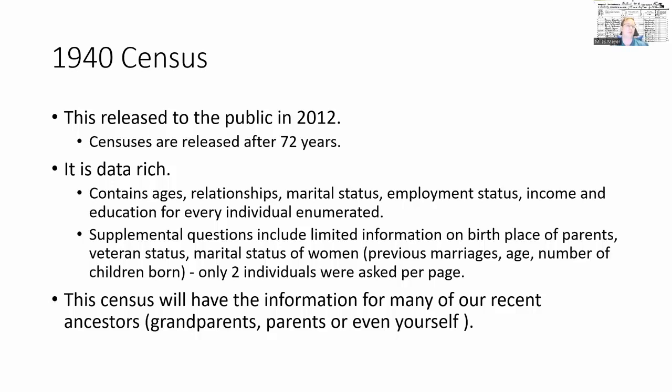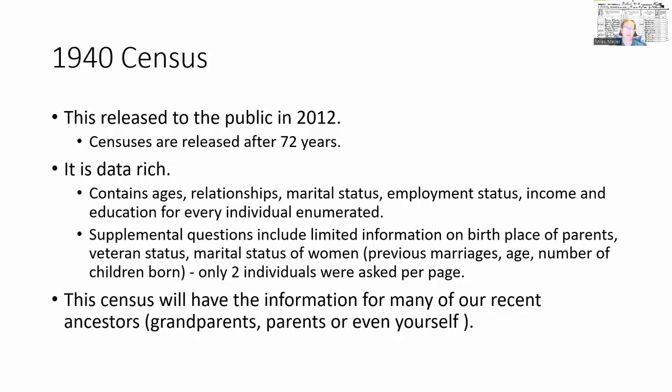So the 1940 census was released in 2012. Again, censuses are released every 72 years, so we just had the 1950 census released this year. The 1940 census is data rich. It contains the age, relationship, marital status, employment status, income, and education for every individual enumerated.